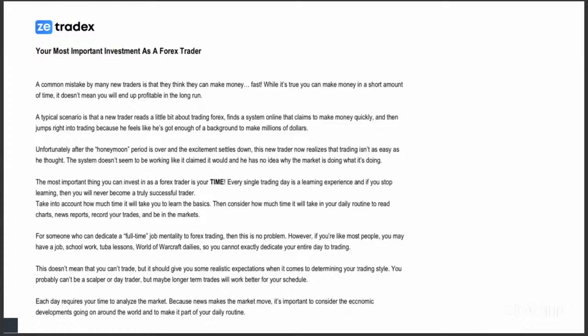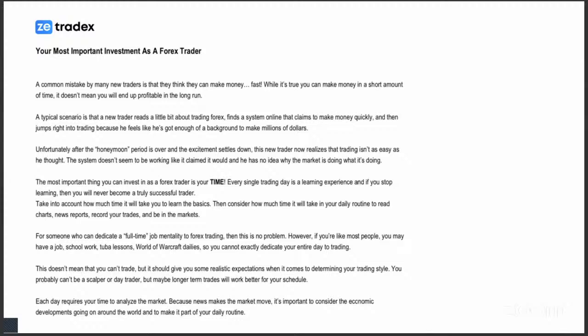The most important thing you can invest in as a forex trader is your time. Every single trading day is a learning experience, and if you stop learning, then you never become a truly successful trader. You have to take into account how much time it will take you to learn the basics, and then consider how much time it will take in your daily routine to read charts, news reports, record your trades, and be in the markets.